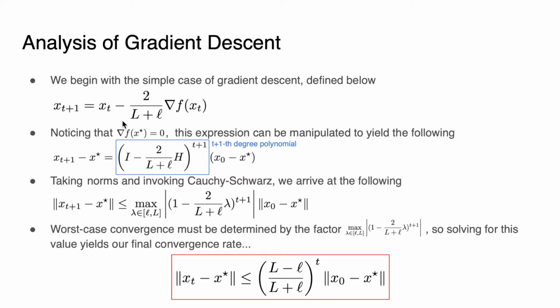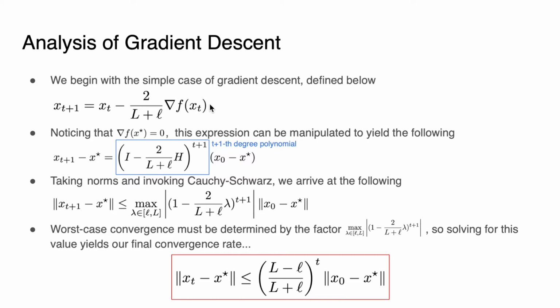So if we begin at this recursion, and then we notice that the gradient of our objective at the optimal point x star is 0 and subtract x star from both sides, we can massage this expression to arrive at something that looks like this. On one side we have our t plus 1 iteration minus x star. On the other side we have our initial point minus x star multiplied by some expression here. And if we look at this expression, it's a matrix multiplied by itself t plus 1 times. In other words, it's a matrix polynomial of order t plus 1.